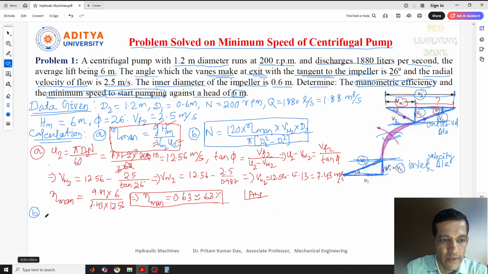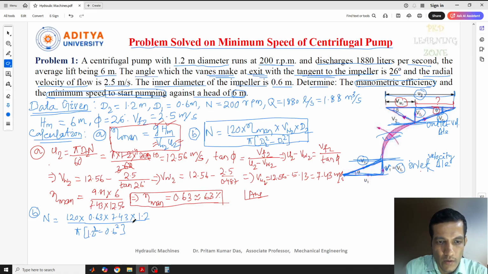So first let's find out with the help of this formula: n equal to 120, efficiency is given 0.63. Let's write this, and VW2 is already calculated, so that value is 7.43, and D2 is given 1.2. And divided by pi into 1.2 square minus 0.6 square. So we need to calculate this value so that we can find out n.